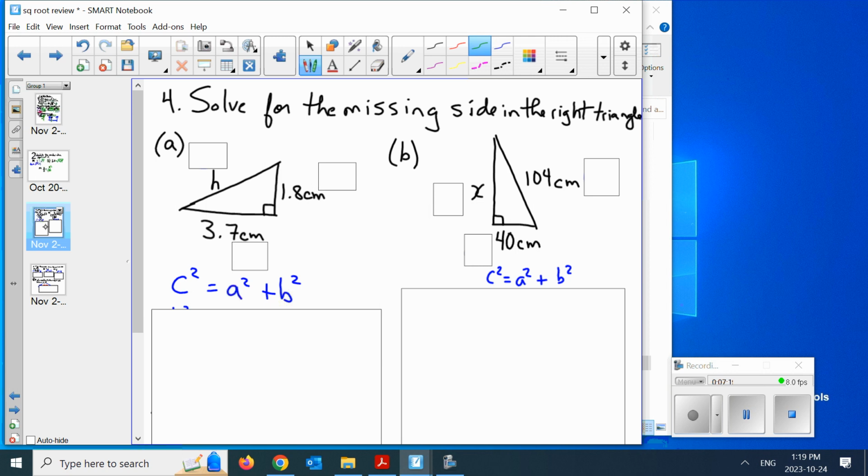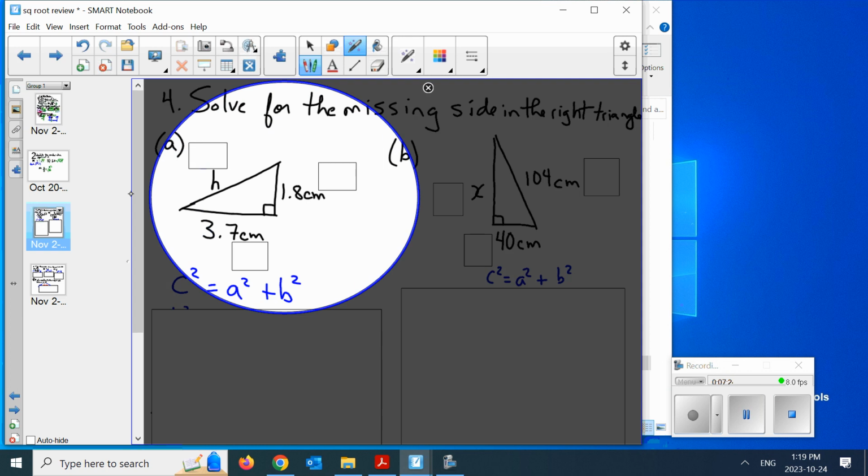Do A first. We won't do B yet. Don't worry about the little boxes. It's the black triangle.